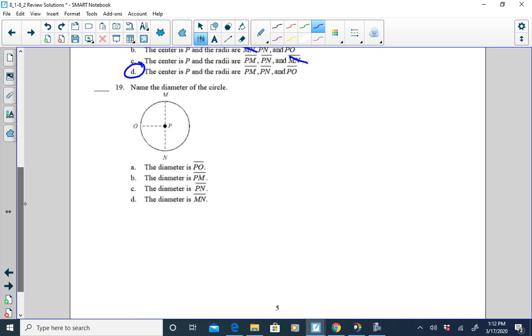Question 19, we're looking for the diameter of the circle. That's segment MN. Segment MN would be answer D.